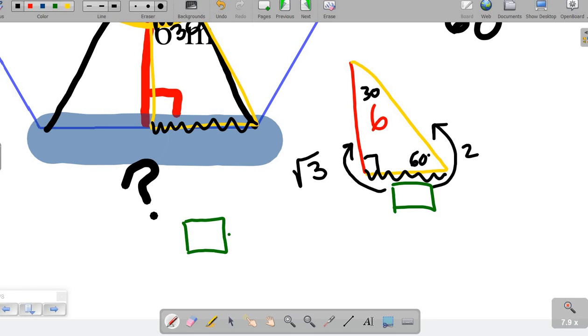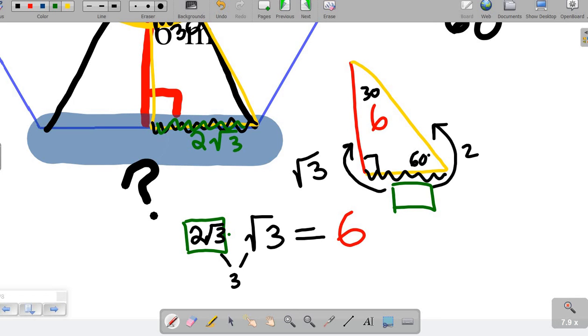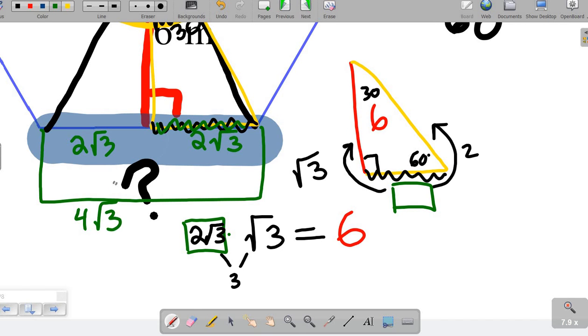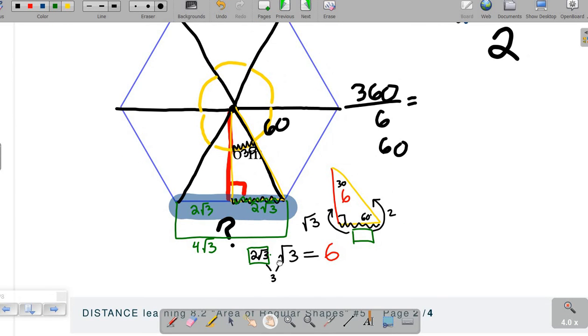Something times root 3 gives us 6. We're going to backtrack here. I know a root 3 has to go in here at least to get rid of that. That gives us 3. And what times 3 is 6? The answer is 2. So this short leg is 2 root 3, which means our entire side length is 4 root 3.